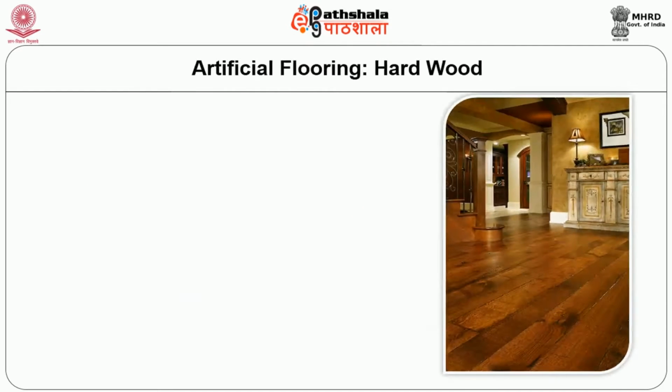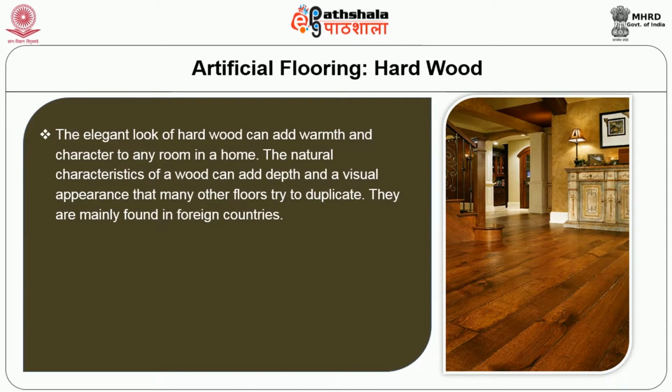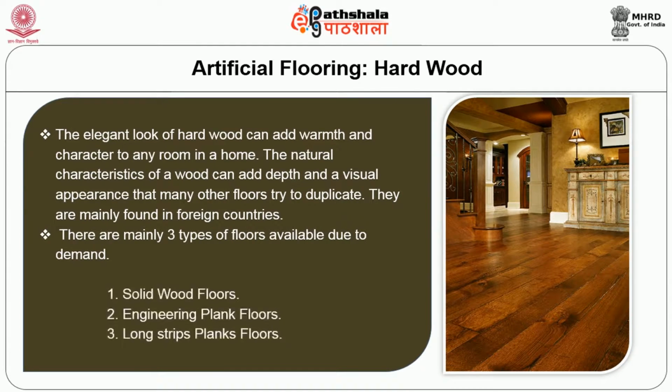The next category would be the artificial flooring. Of artificial flooring, the first one is hardwood. That's a natural beauty. The elegant look of hardwood can add warmth and character to any room in a home. The natural characteristics of wood can add depth and visual appearance that many other floors try to duplicate. They are mainly found in foreign countries, and there are actually three types of floors available because of their demand. One would be solid wood floors, engineering plank floors, and long strip plank floors.